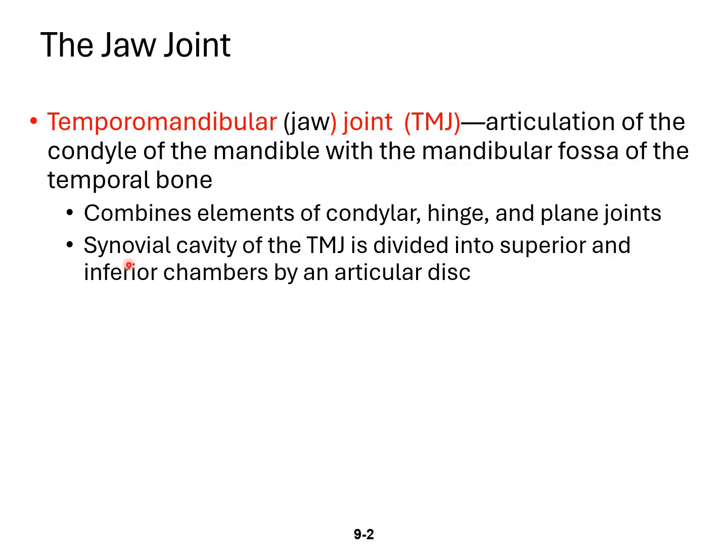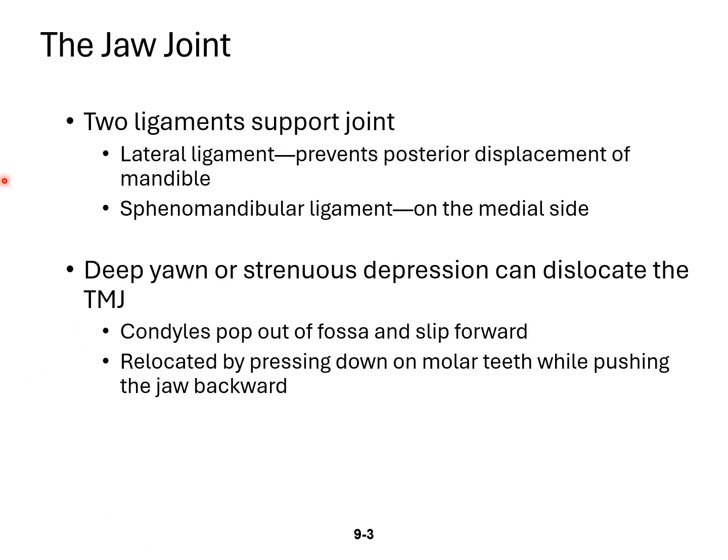The synovial cavity of the TMJ is divided into superior and inferior chambers by articular discs. These are just going to be the cartilage of the discs and that synovial fluid between them that keeps them moving smoothly past each other. You're going to have 2 ligaments that provide support. The lateral ligament, which prevents the posterior displacement of the mandible, so backwards, and then the sphenomandibular ligament, which is going to be on the medial side. So this one holds it back from going out.